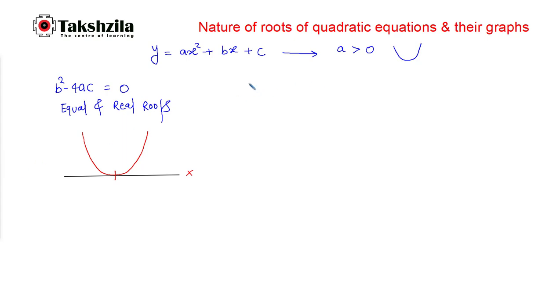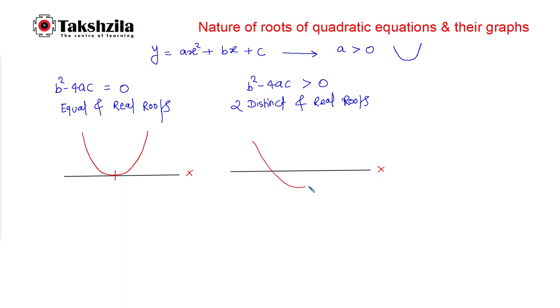After that, if the value of b square minus 4ac is greater than 0, if this condition gets satisfied, then we will get two distinct and real roots. So over here there are going to be two distinct and real roots. So basically this parabola will intersect the x-axis at two different points. This is the smaller root and this is the larger root.